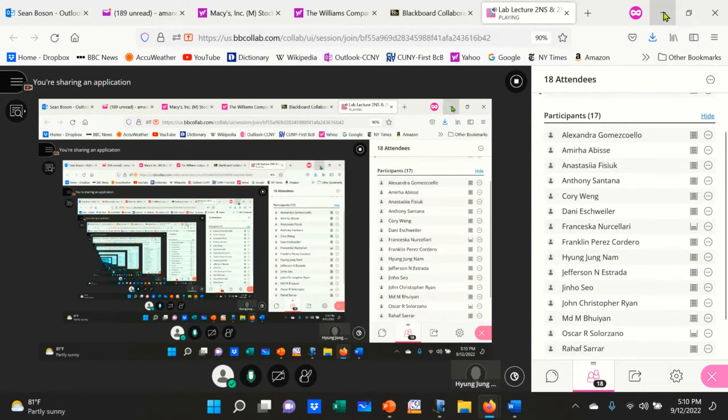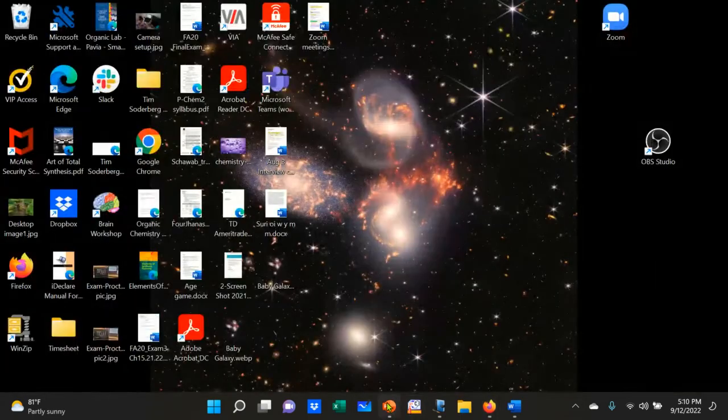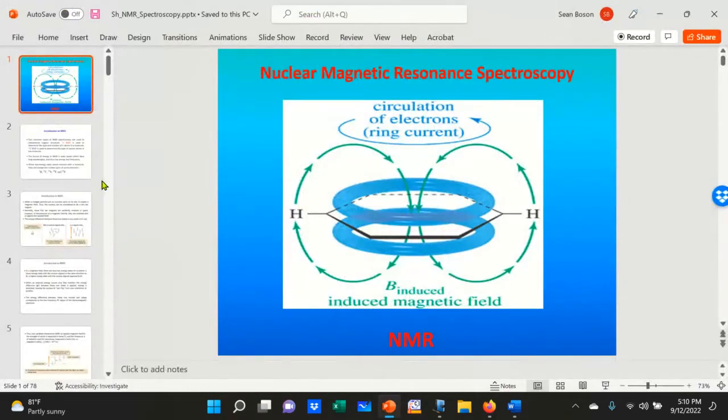So having said that, let's begin. NMR, as you have seen in this picture, those who are with me, stands for nuclear magnetic resonance spectroscopy. In this case, we deal with the nucleus. Yet there are a few things that are common with any other spectroscopic technique.